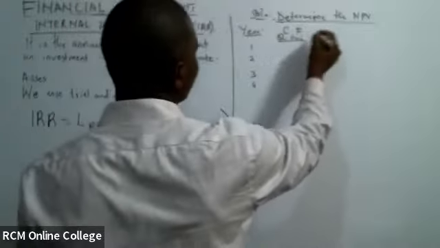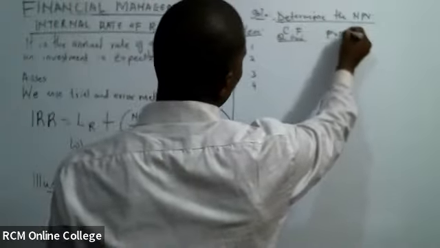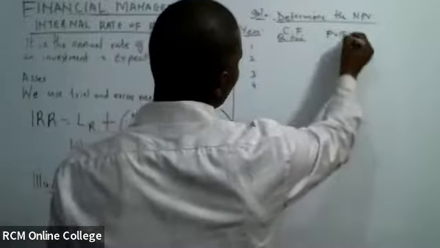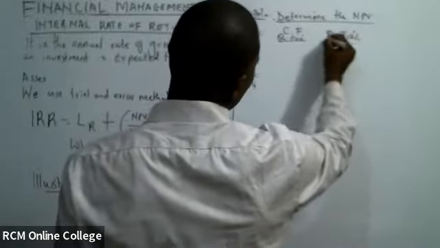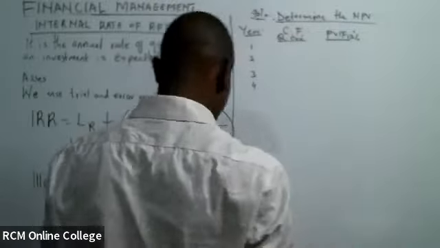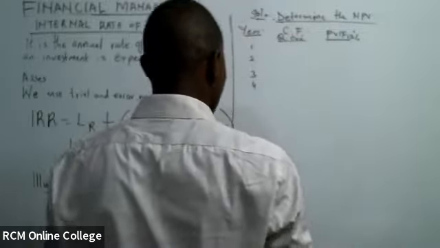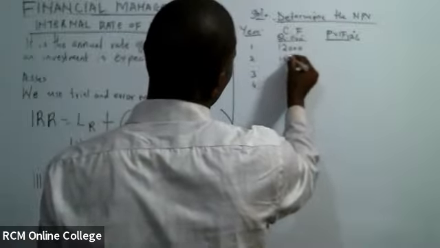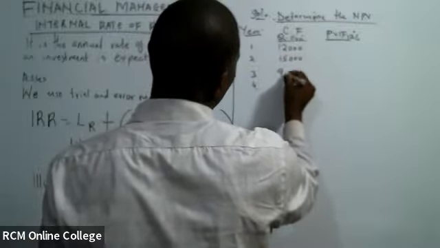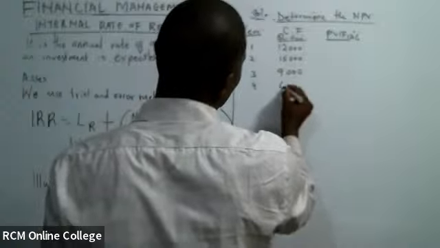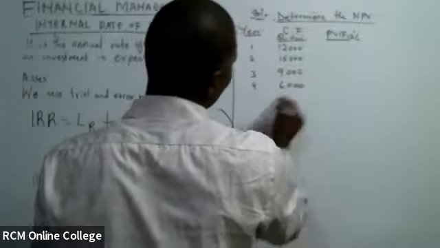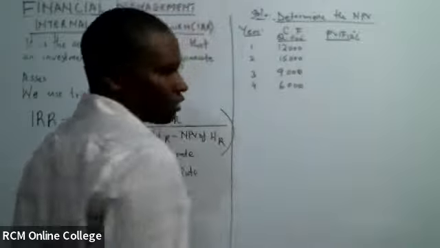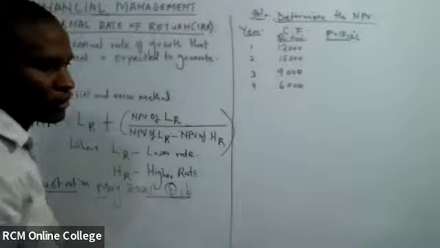Then what is our cost of capital? 12%, right? So here I can have the cash flows 12, 15, 9, 6. Great.